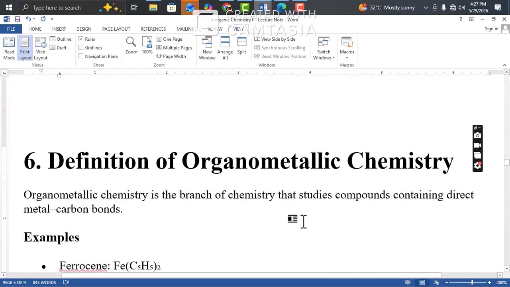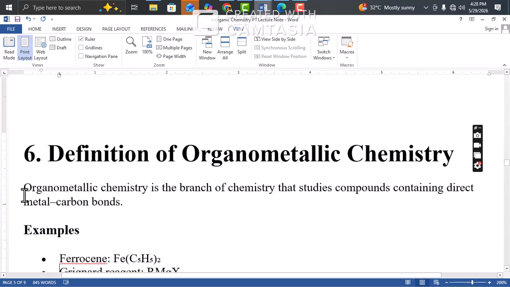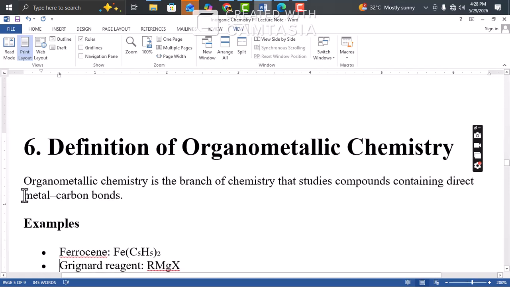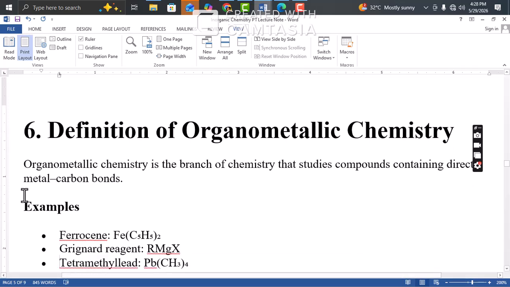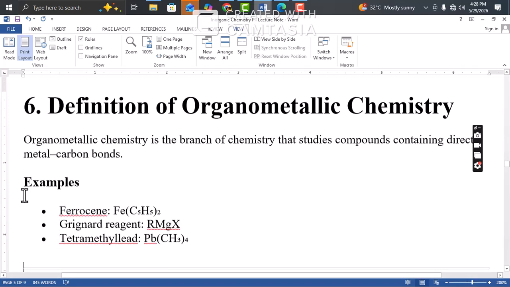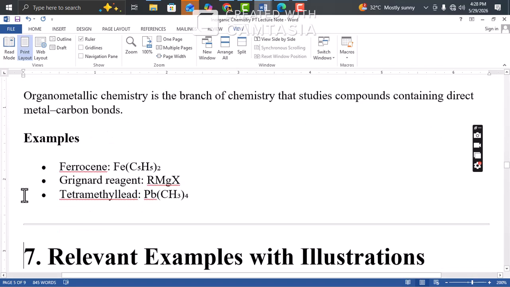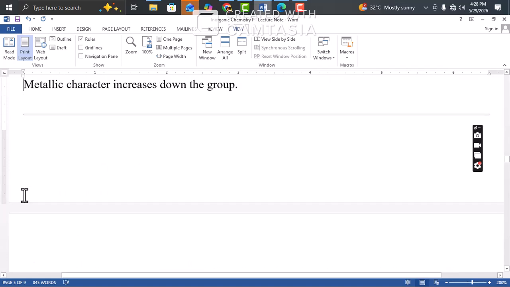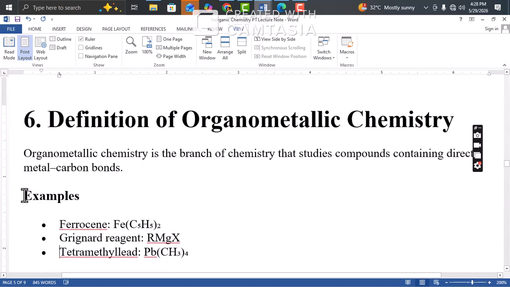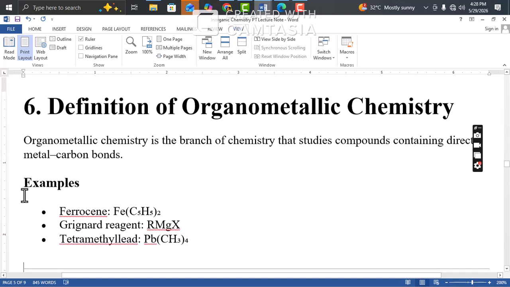Okay, on to the definition of organometallic chemistry. So we just look at an intro to organometallic chemistry. Organometallic chemistry is a branch of chemistry that studies compounds containing direct metal-carbon bonds. Okay, so these are examples. I can ask you to give me a definition with 2 or 3 examples. So these are examples of organometallic compounds.